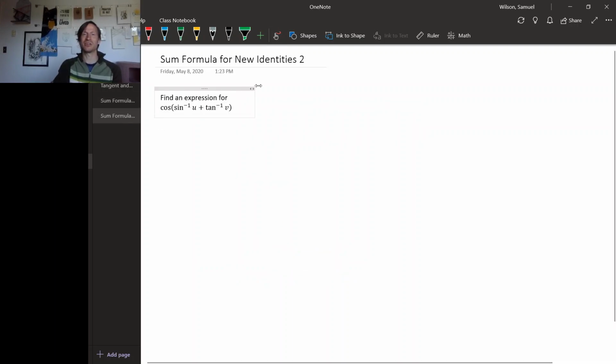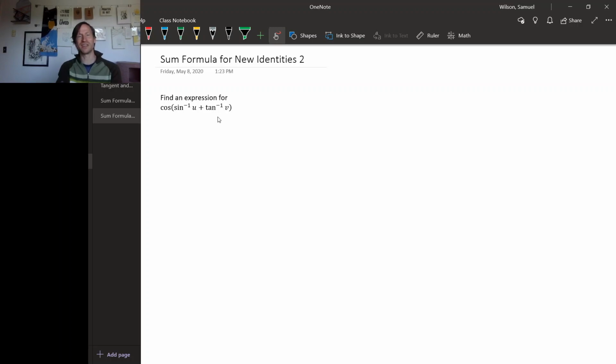All right, let's have a look at another example. So let's find a nice expression for cosine of inverse sine of u plus inverse tangent of v. And when I say a nice expression, we'll have to decide as we go what that means, just by simplifying our result as much as we possibly can.